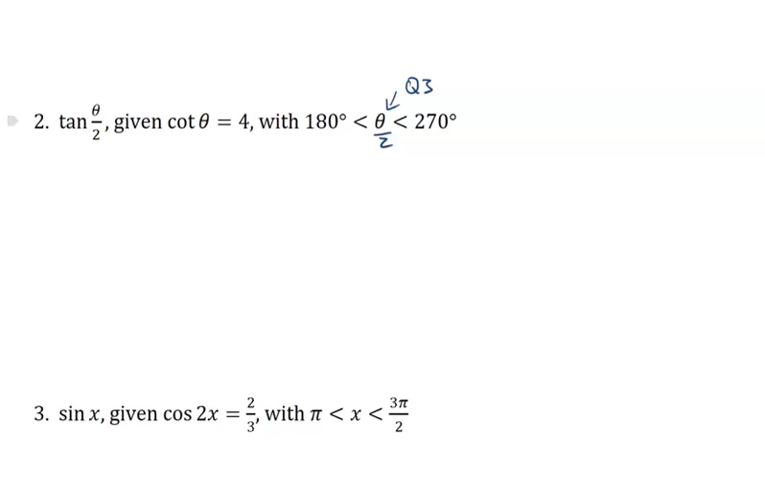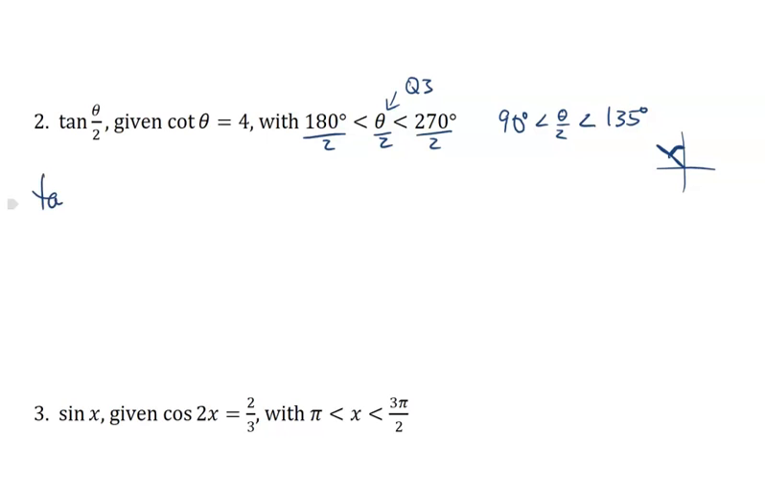We actually want to know where theta over 2 could be. So if I divide everything by 2, I get 90 less than theta over 2 less than 135. So that tells me that theta over 2 is in quadrant 2. Tangent is negative in quadrant 2, so tangent of theta over 2 will be negative.